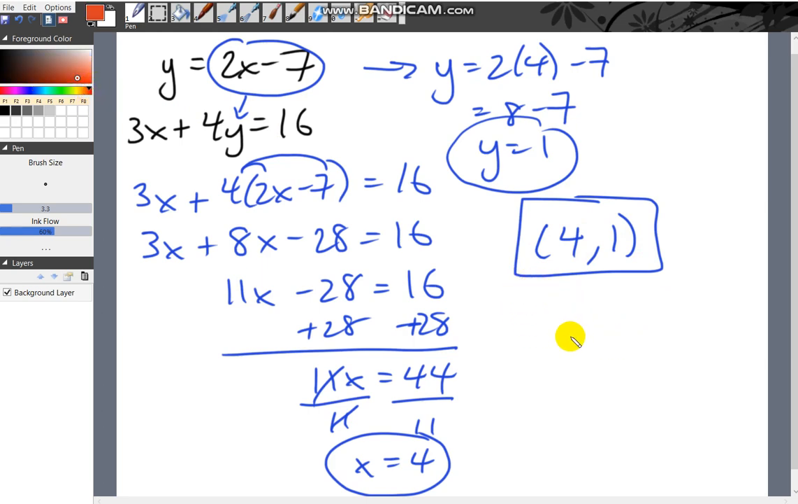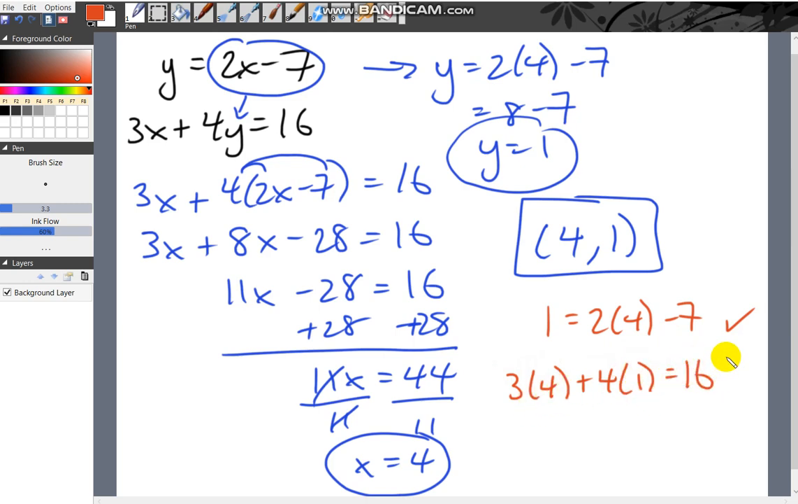We could always check it, right? So we can try plug it back in, make sure it works. So we have 1 equals 2 times 4 minus 7. 8 minus 7 is 1, so that works. If I try the other one, so 3 times 4 plus 4 times 1 equals 16. So 12 plus 4 is 16, and there we go. That just basically checks to see that we have done it correctly.